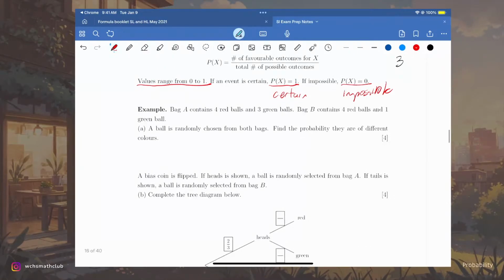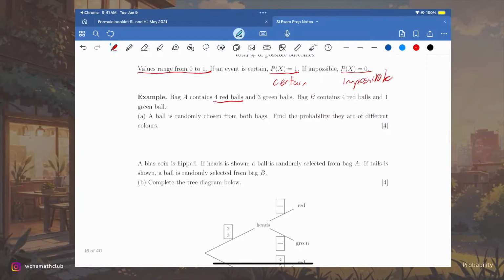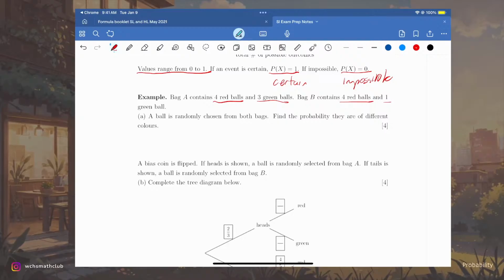So we're gonna start with a quick little example. Bag A contains 4 red balls and 3 green balls. Bag B contains 4 red balls and 1 green ball. And part A asks, a ball is randomly chosen from both bags. Find the probability that they are of different colors.